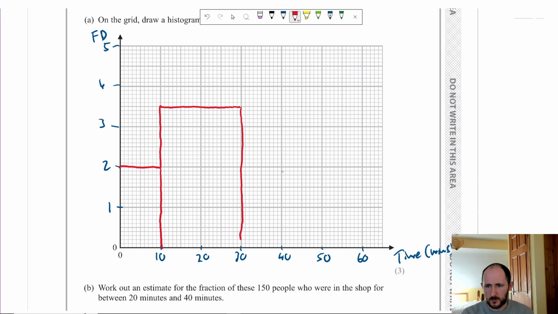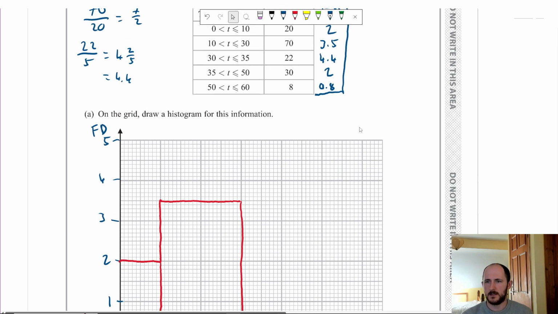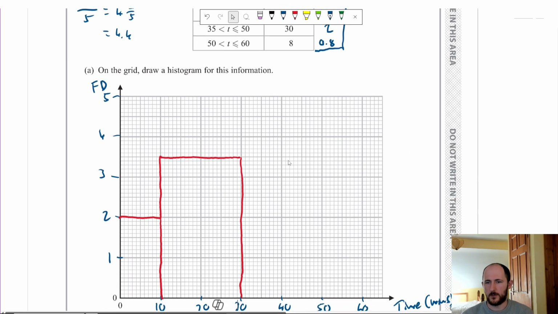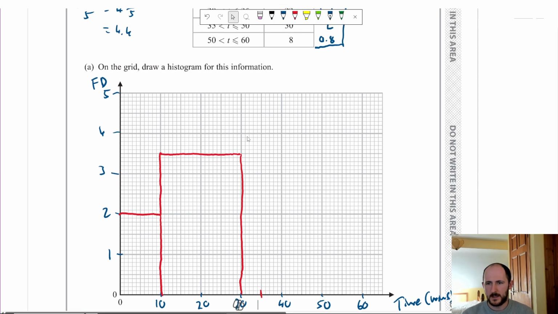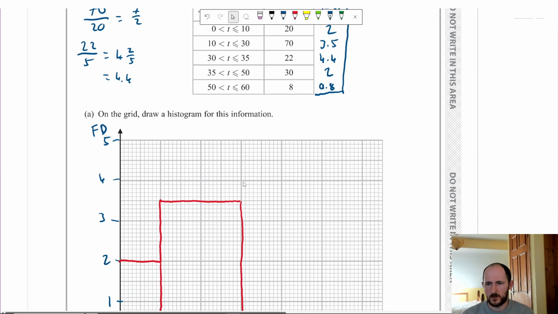By the way, use a ruler. I'm being a bit naughty. 30 to 35 is 4.4. So again, that's going up to like that part there. 4.4. So this goes up in 0.1s because I made the gap equal to 1. So it goes up by 1 in 10 squares. So each square is 0.1. So 0.4 is 1, 2, 3, 4.